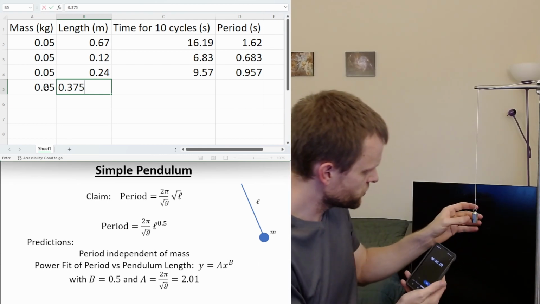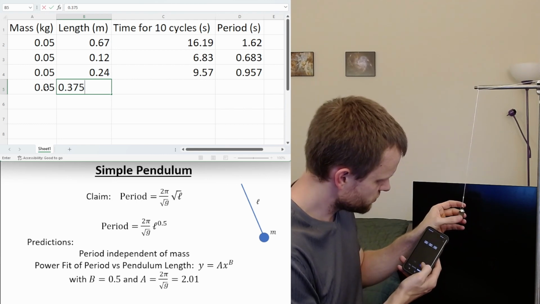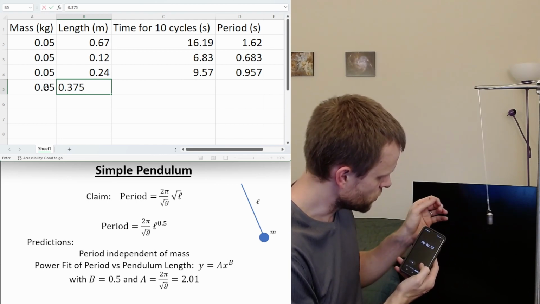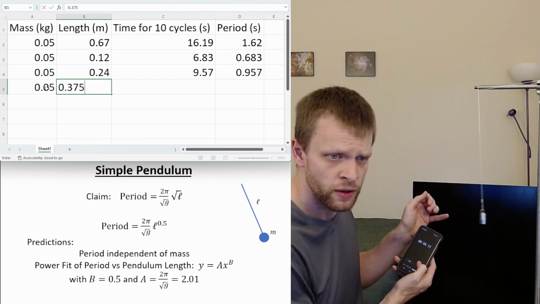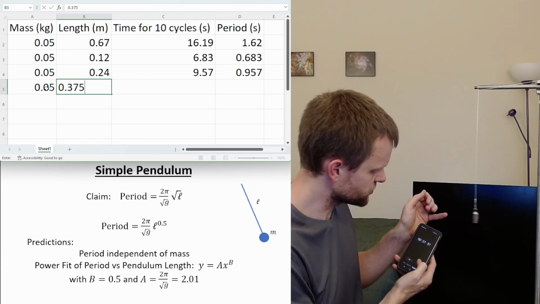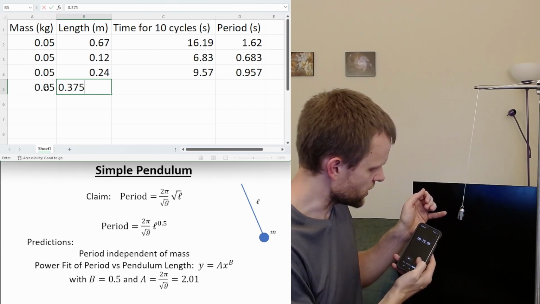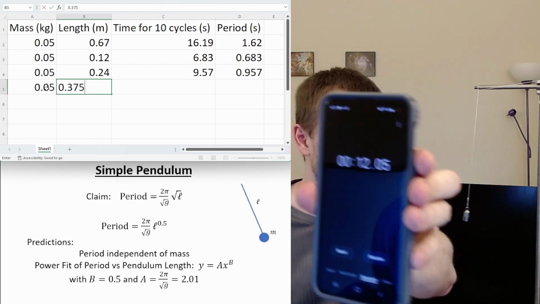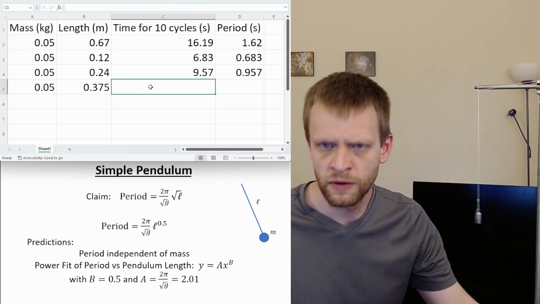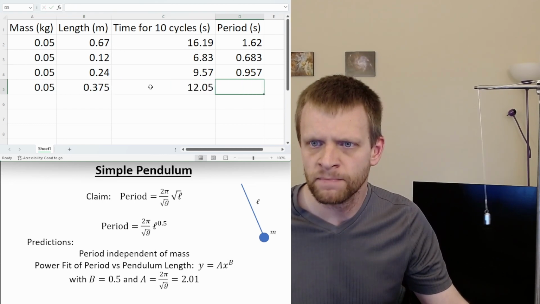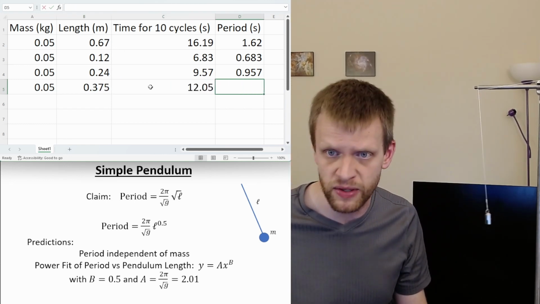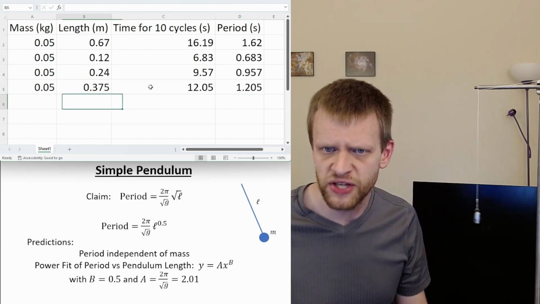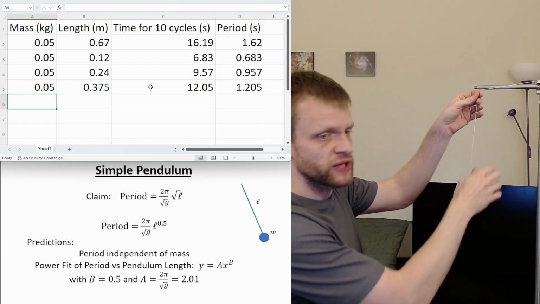So same experiment, pull to the side, and 3, 2, 1, start. 1, 2, 3, 4, 5, 6, 7, 8, 9, stop. I got 12.05. So that would be the time for 10 cycles. The time for 1 cycle would be 1.205 seconds. Let's change the length again.